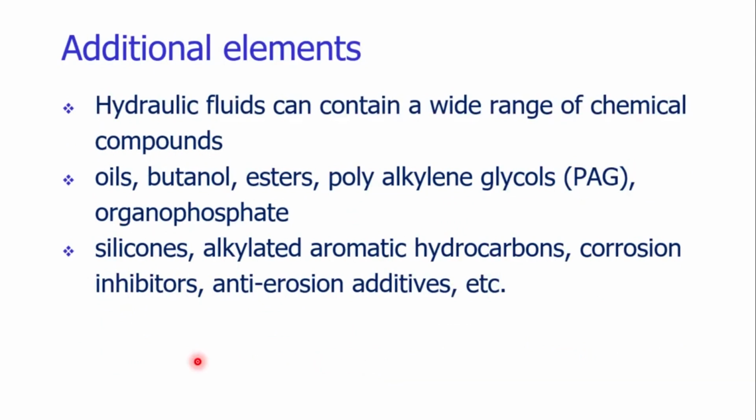To improve the performance of the hydraulic fluids, certain elements are added to the hydraulic systems and these contain various chemical compounds. So these are butanol, esters, polyalkyl glycols and various chemicals added to get the required properties as I mentioned in the previous slides. We are even adding silicones, corrosion inhibitors, anti-erosion additives and many such elements to improve the performance of the hydraulic fluid.